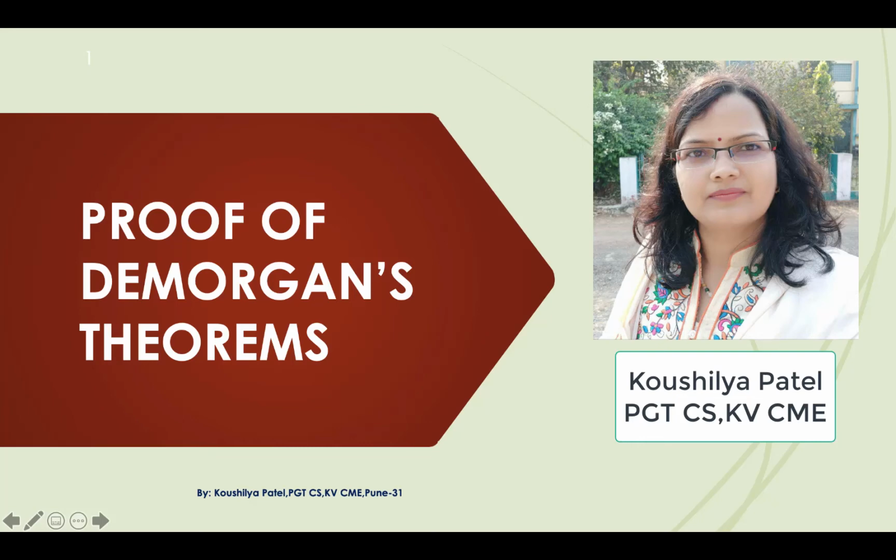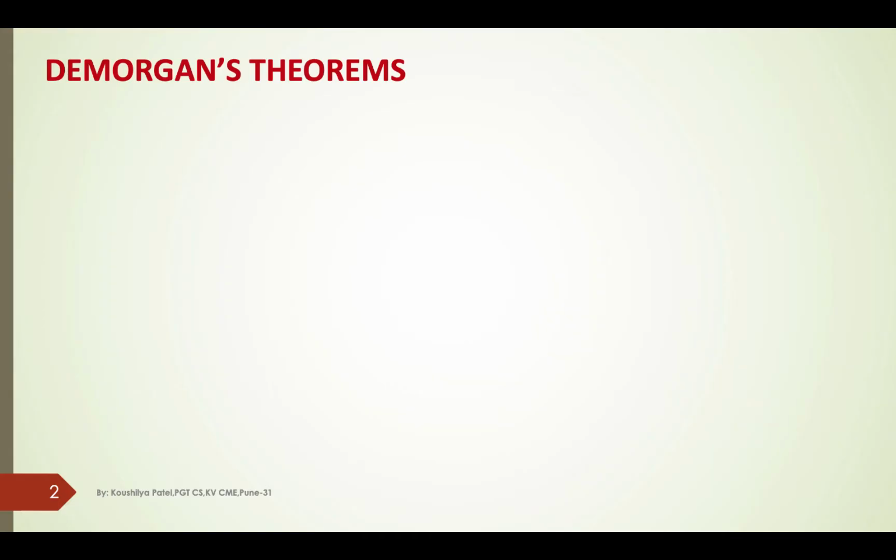Hello students, now we will see the proof of De Morgan's theorem. So before starting, let's have some introduction about De Morgan. De Morgan was a mathematician. Augustus De Morgan developed a pair of important theorems regarding the complementation of groups in Boolean algebra.